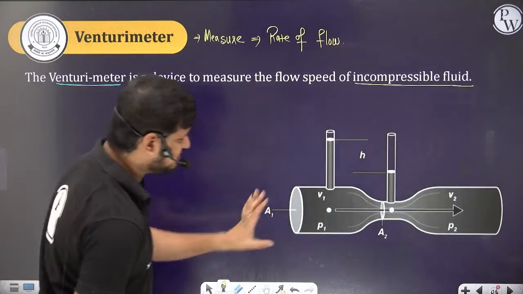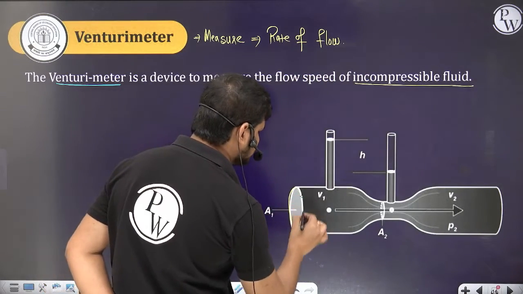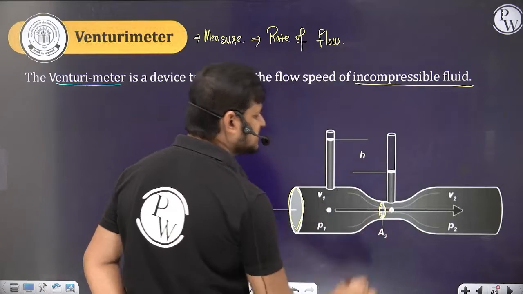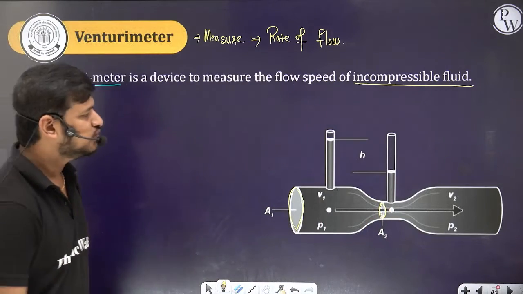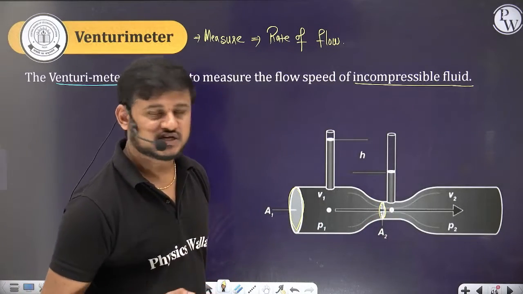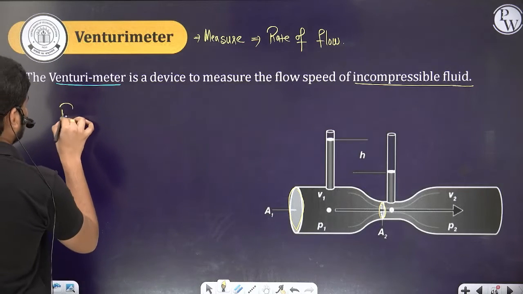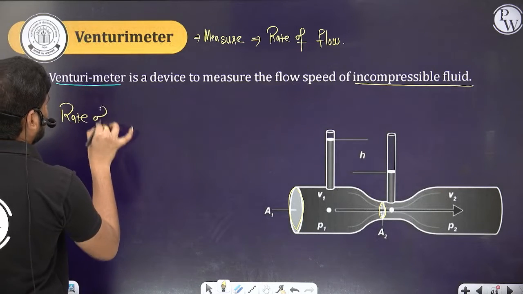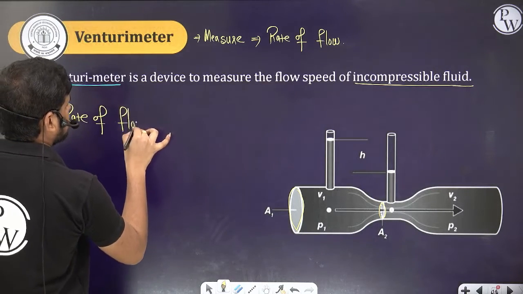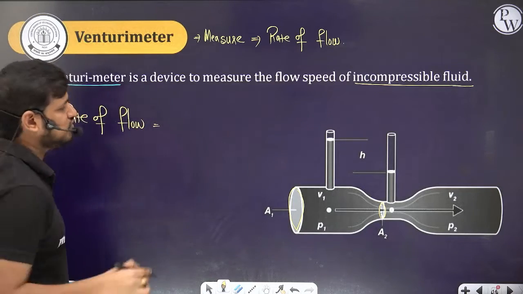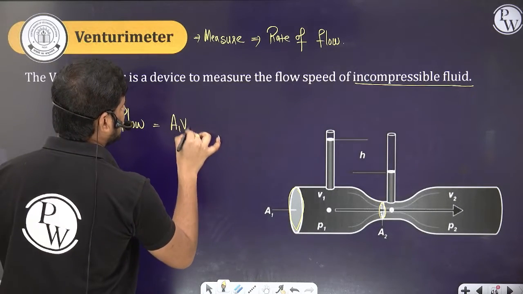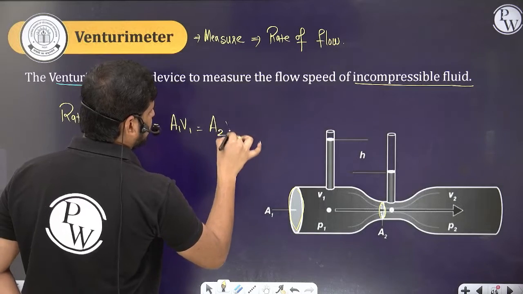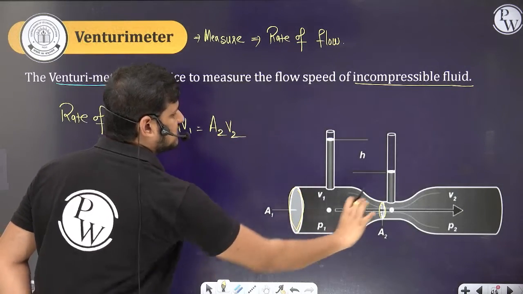So this is the venturimeter, where here the cross sectional area is more and here the cross sectional area is less. What we have to find is the rate of flow, using the venturimeter. What is rate of flow, sir? Rate of flow is nothing but A1 V1 is equal to A2 V2.